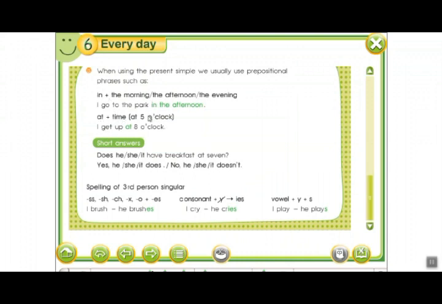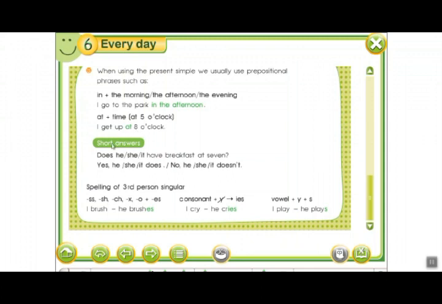I get up at 8 o'clock. I get up at 7 o'clock. I go to school at 9 o'clock. I read books at 3 o'clock. Okay, so you should always use at before the clock.